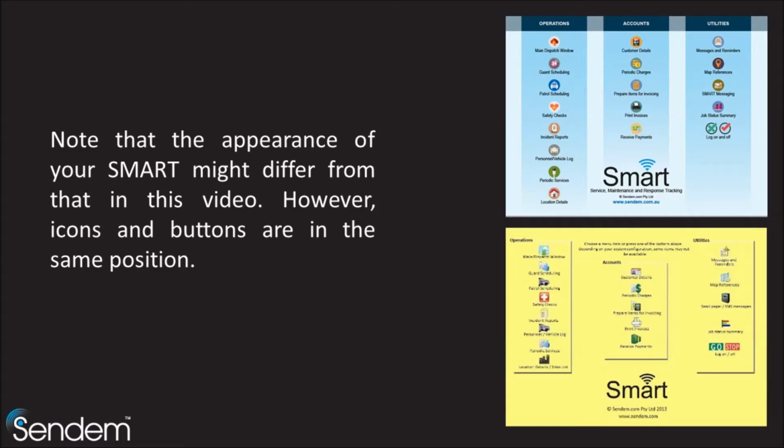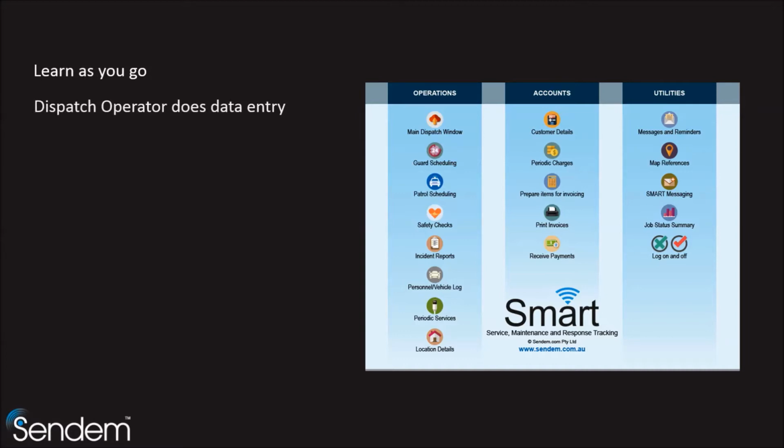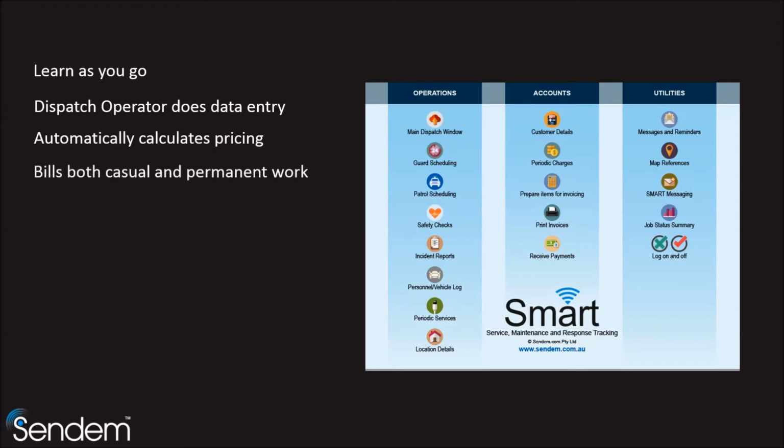It's designed to enable you to produce lots of invoices very quickly with minimal work. It learns as you go, so you don't have to do a whole lot of setup initially, and in fact the dispatch operator enters most of the information you'll need to bill your customer. The Smart Billing system can automatically calculate job pricing for both customers and contractors, and bills jobs and charges, both casual jobs and permanent jobs and charges.